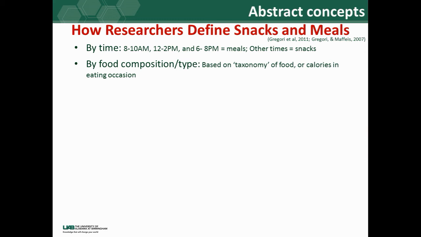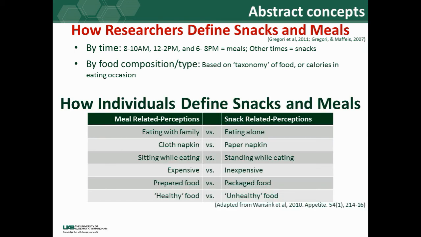Well, obviously people eat at different times, and so at least one study said that if you're eating at different times, it's a snack. Well, that's a definition, but I don't think it's one that everybody would agree on. Then there's also by food composition type. So, is it a small food, a healthy food, lots of calories, few calories? But then it gets interesting when you ask individuals what they define as snacks and meals. And Monsink and others looked at that very thing and saw meal-related perceptions versus snack-related perceptions in individuals.